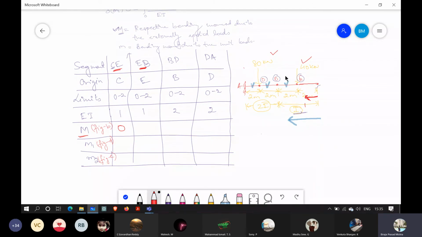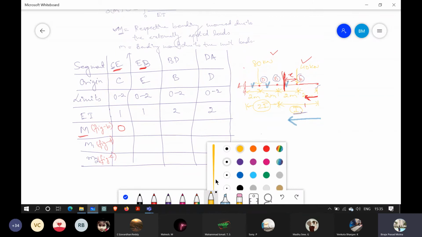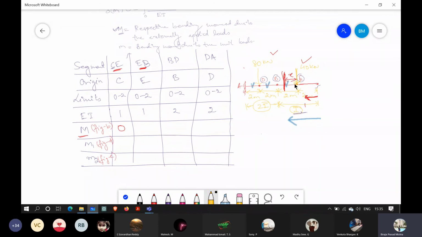I take the section EB, and I have to find the moment at x distance in EB. Here it is 40, the external applied load that is already there. So 40 into x, and this is in the clockwise direction. Let us take this as minus, so minus 40 into x. Now let us take the section BD. I am removing this one.